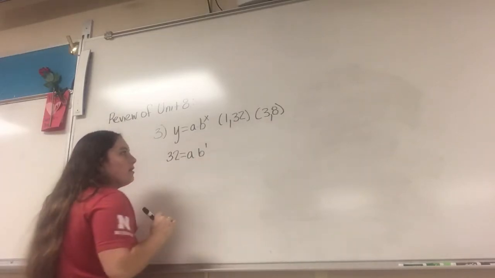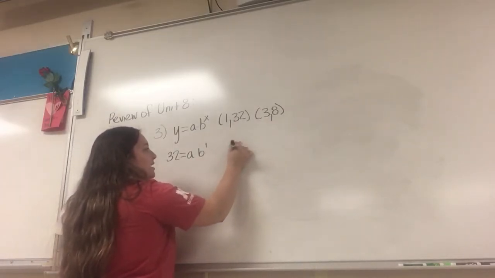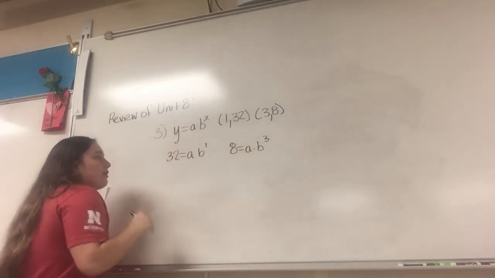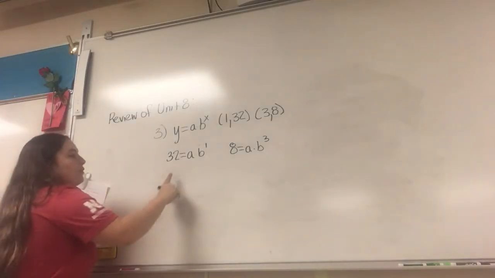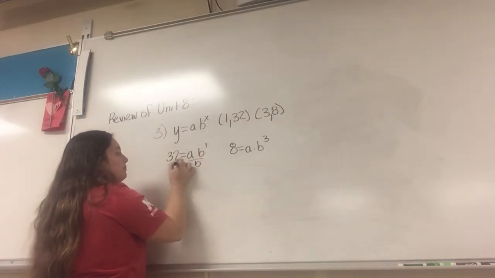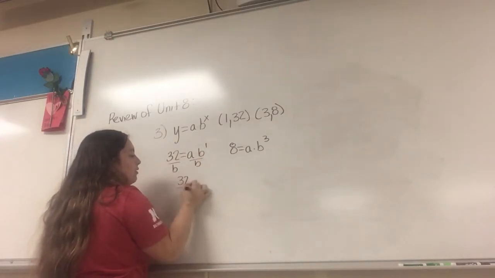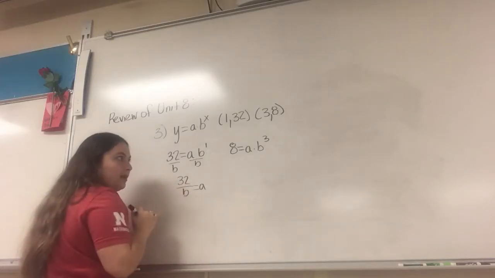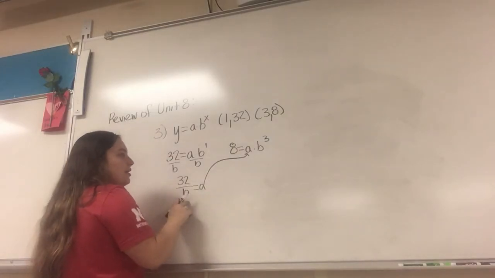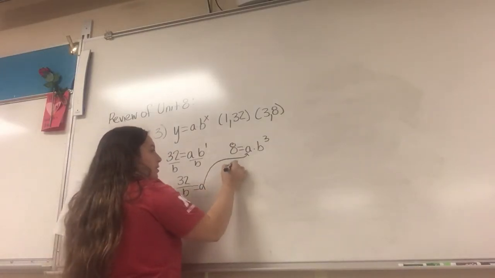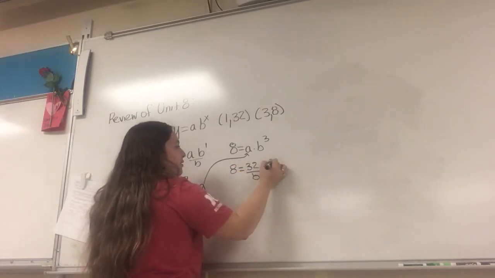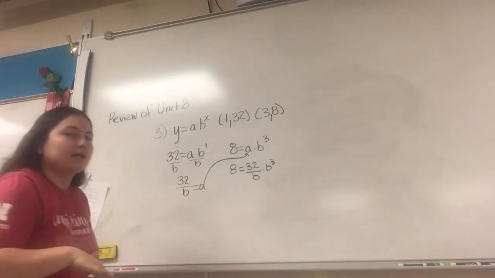We're going to do the same thing with (3, 8). So we're going to say 8 equals a times b to the 3rd. So our first step is to solve for a, and we're going to do it with the one that has the easiest exponent, and that is 1. So we're going to divide by b, and we're going to get 32 over b equals a. Then we're going to plug a back in, knowing what it is, to the other equation. So we're going to get 8 equals 32 over b times b to the 3rd. And this allows us to solve for b.